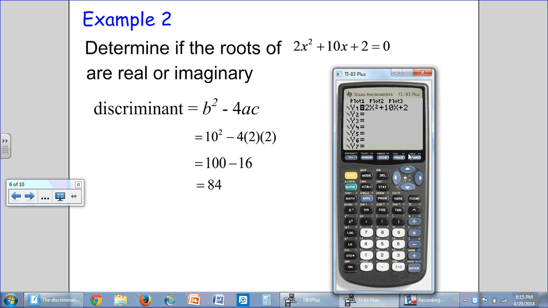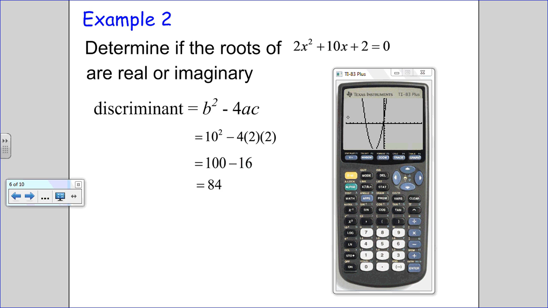And then you hit graph. And you could see by looking at the graph that you in fact do have real roots. You see the two roots right there. And by the way, there is a way to find the actual roots.